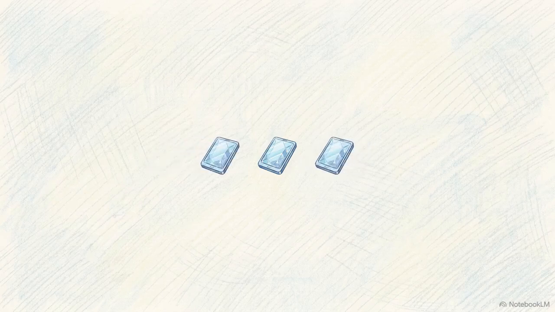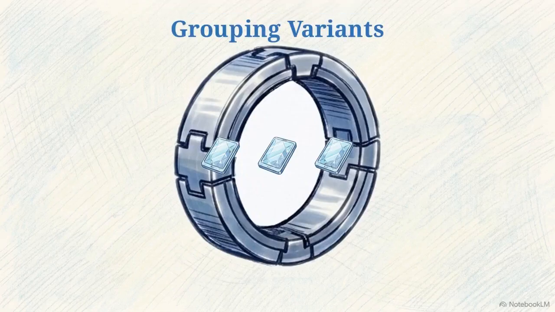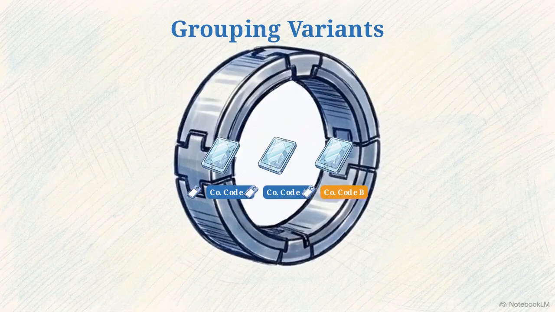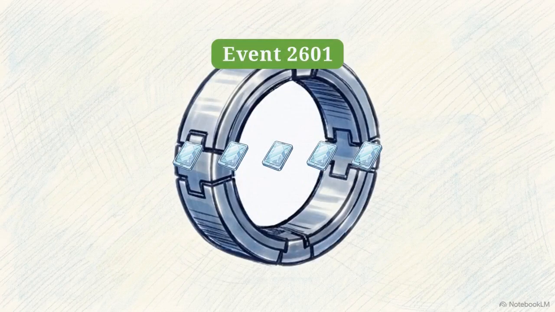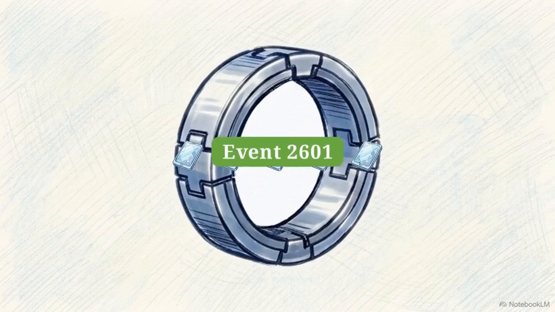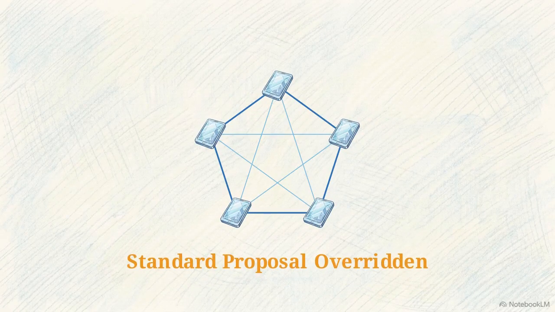On the invoicing side, the logic mirrors this, but the scale is larger. Here, multiple billing documents are grouped together to form invoicing units. Invoicing grouping variants apply broader organizational rules. You might use them to ensure that source documents from different company codes are kept in separate invoices. The ultimate override for the invoicing grouping phase is Event 2601. Event 2601 allows architects to break standard invoicing unit proposals. This is critical for executing complex enterprise consolidation rules that standard variants cannot handle.